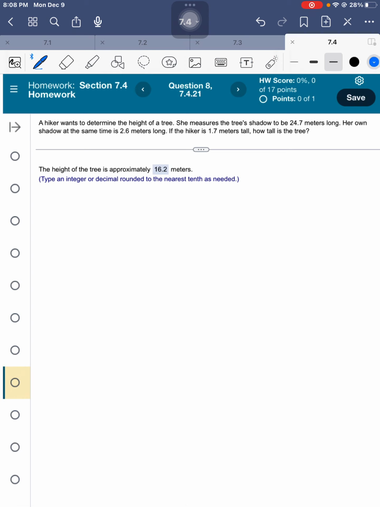Okay, so let's look at this. A hiker wants to determine the height of a tree. Well, I was going to draw something that looked like a broccoli. Okay, this is a tree, right? Wow, such an artist. Okay, so a hiker wants to determine the height of a tree.